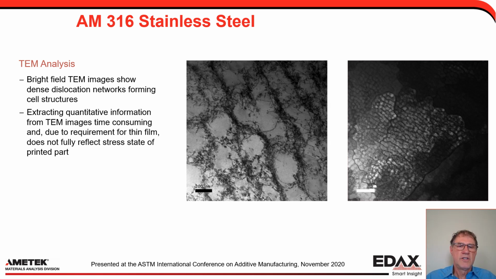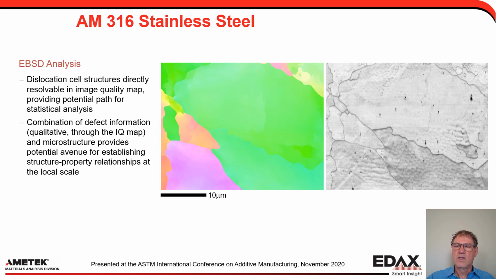So we have bright field images, and you can see the dense dislocation networks that form the cell structures, even at both the high and the lower resolution. And as we approach the SEM resolution, you can see those same cells in the IQ map quite well. It's hard to see much in the orientation maps, but let's use the quantitative cross-correlation data to pull that out.